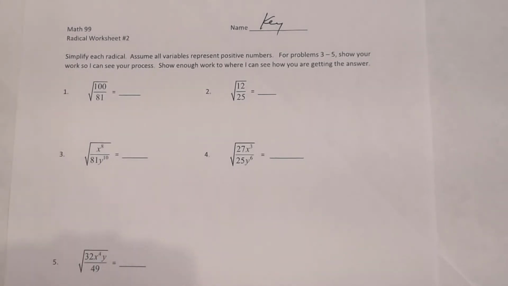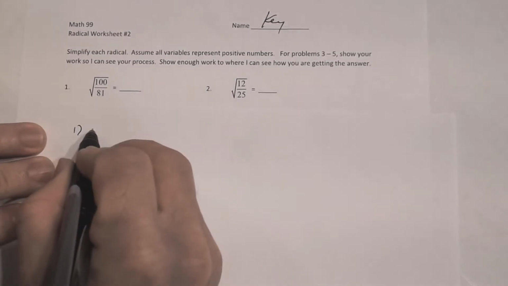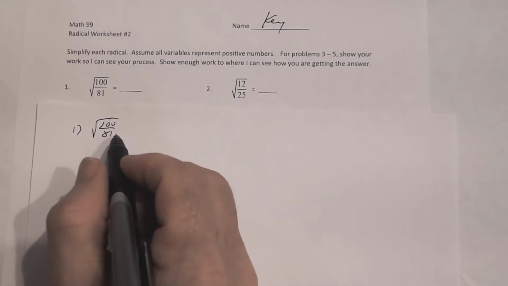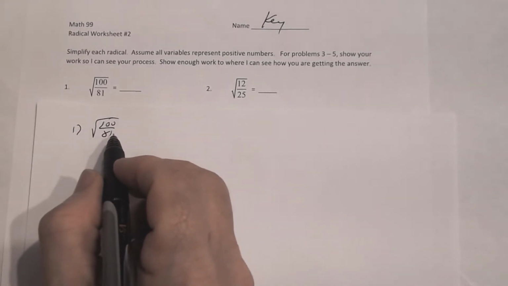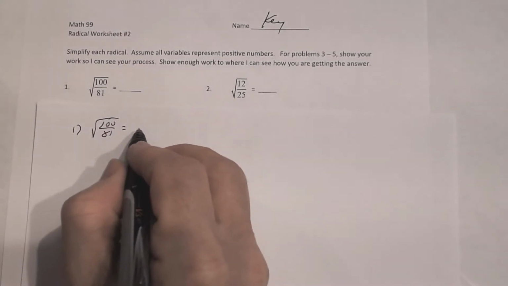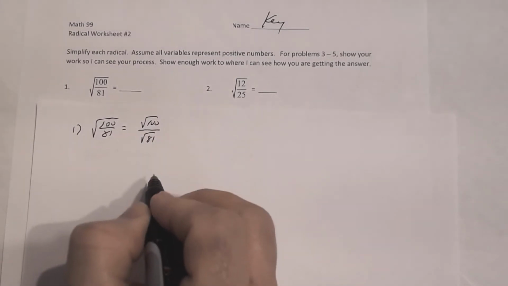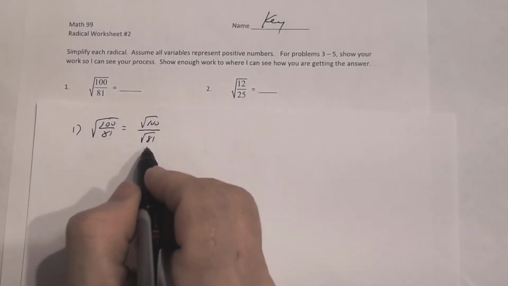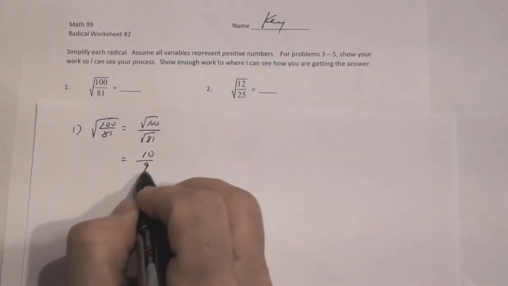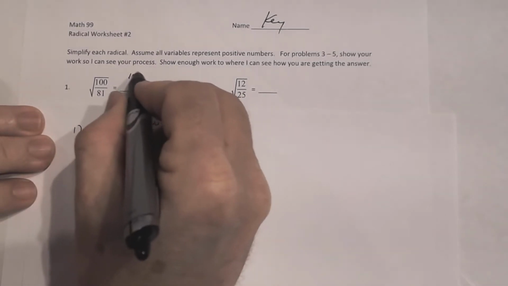Okay, so number 1, we have the square root of 100 divided by 81. Now remember, in this case, you need to rewrite this using a quotient rule. The quotient rule says that when you have a square root of a quotient, you can write this as a quotient of the individual square roots, just like this. Notice that both of these are perfect squares, so the square root of 100 is 10, and the square root of 81 is 9. So the answer to number 1 is 10 ninths.